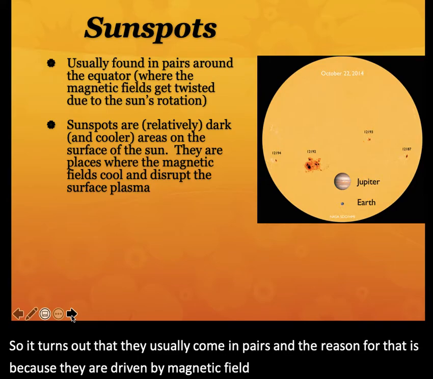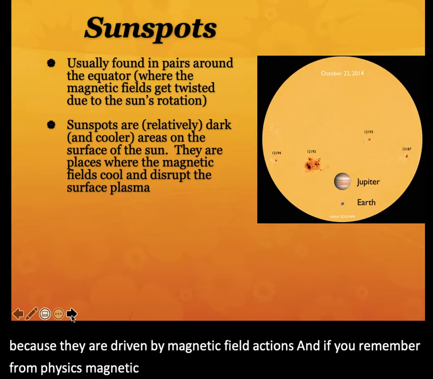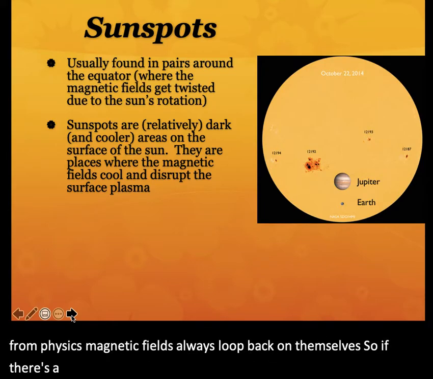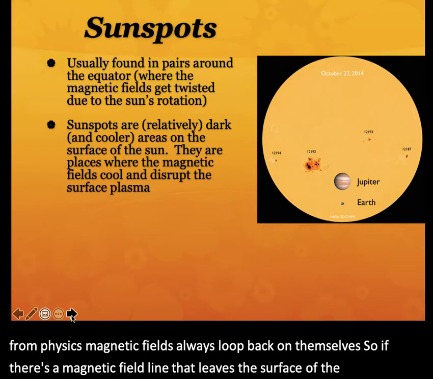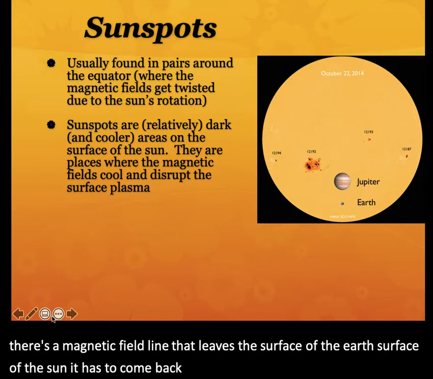And if you remember from physics, magnetic fields always loop back on themselves. So if there's a magnetic field line that leaves the surface of the sun, it has to come back into the surface of the sun at some point.